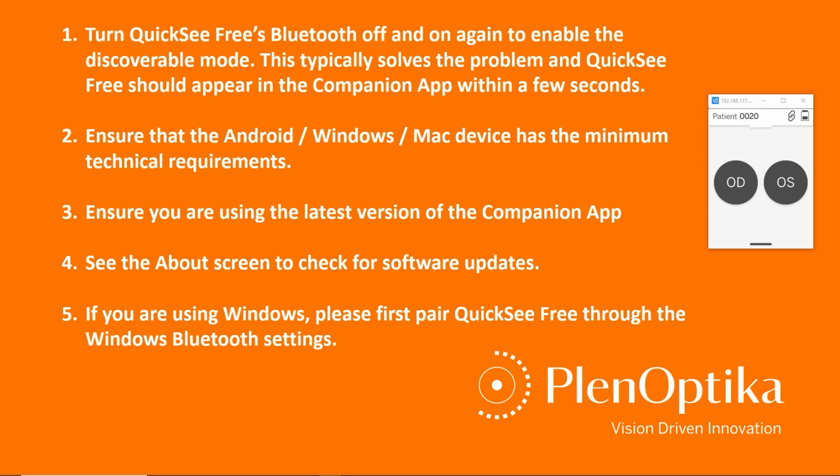If these steps do not solve the problem, go to your Quixi Free. Go to the settings, click on Reset, and click the option to reset the Bluetooth connections. This will reset the Quixi Free Bluetooth memory so it can be connected again as if pairing for the first time. Note that, on Windows, this will require re-pairing it through the Bluetooth settings.